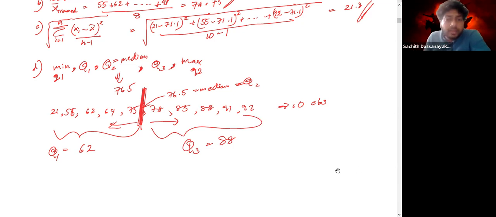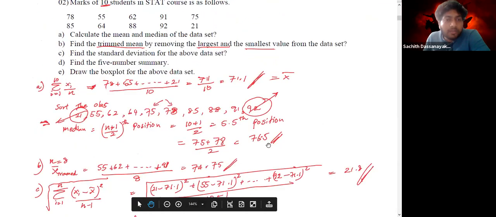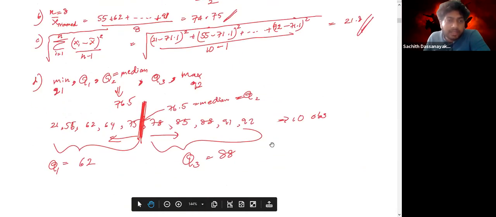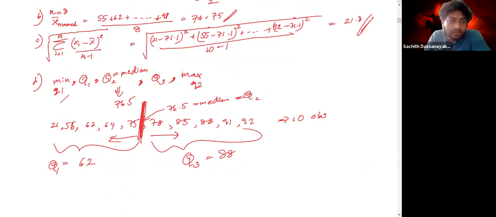You can find what they ask. The 5 number summary is there. These are the values: minimum 21, maximum, Q2, Q1, Q3.